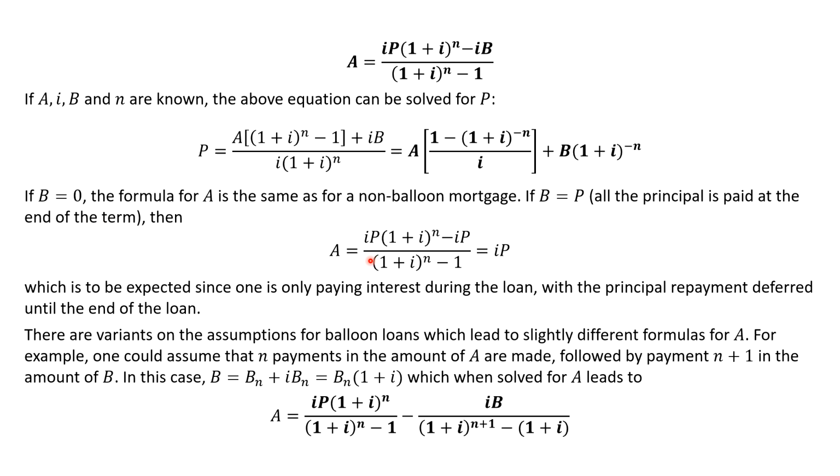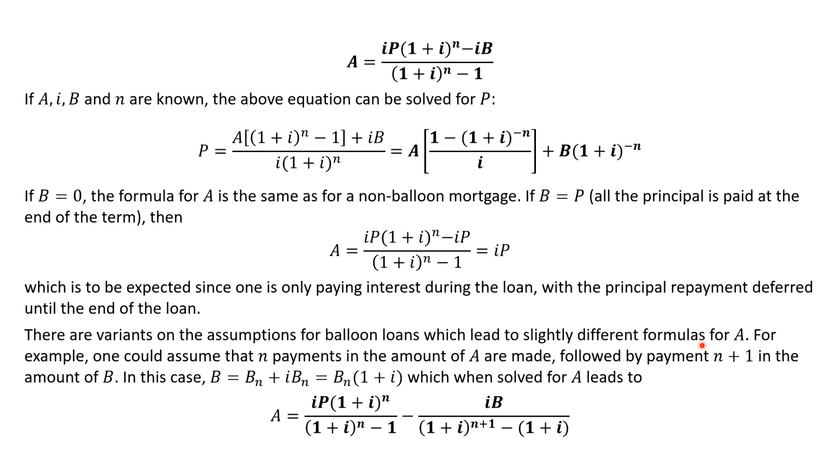So at the end of each period, the full amount of principal is still remaining, which means that A would be I times P, which is borne out by just working through this formula here. And so you get this from just factoring out IP, and then on the top you have IP times 1 plus I to the N minus 1, and that cancels with the denominator, and you get IP. So that's what's to be expected. Then there's some variants of the formula for A.